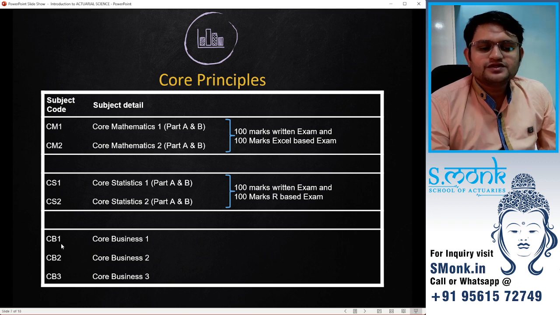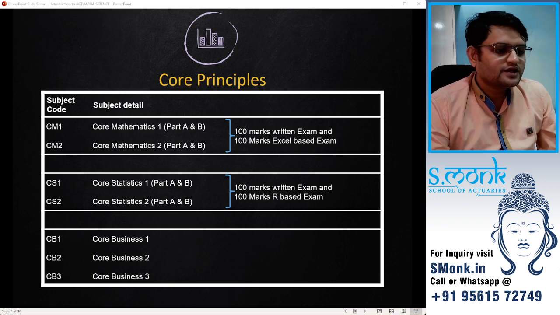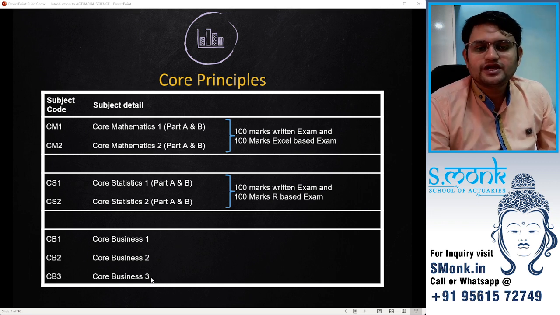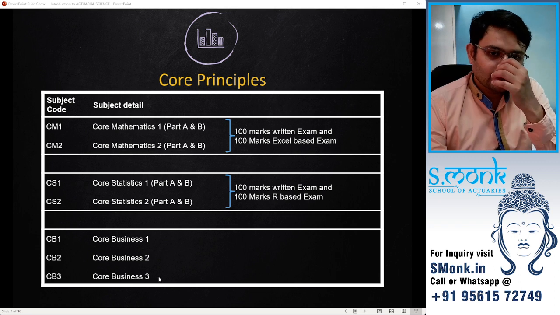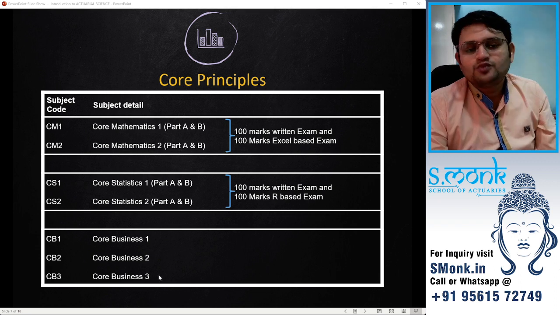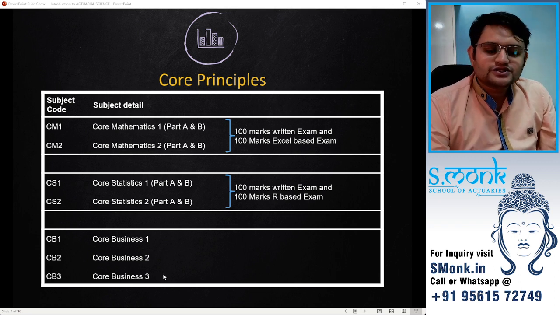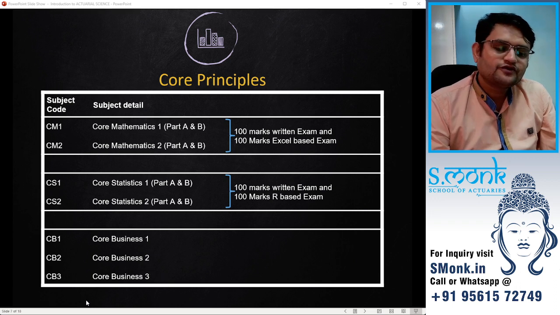And we have CB1. CB1 is basically accounting. CB2 is economics, and CB3 is a practical, business-game style subject. We don't really need to study CB3. They give you a 50-page book, out of which you have to answer questions, so you can do it yourself.